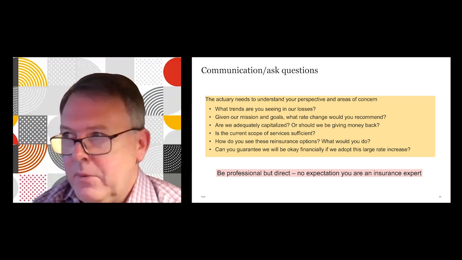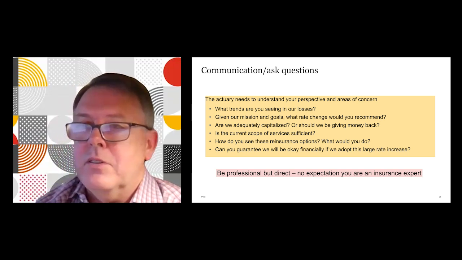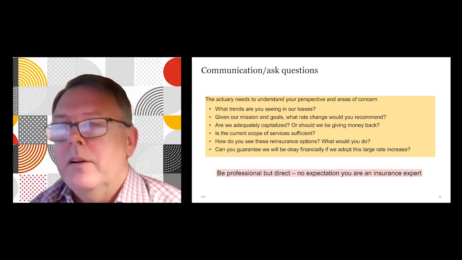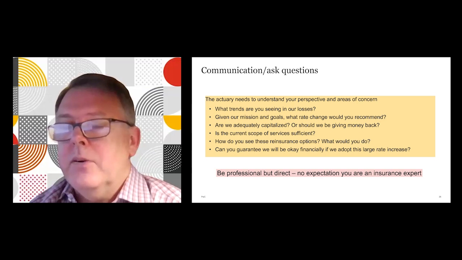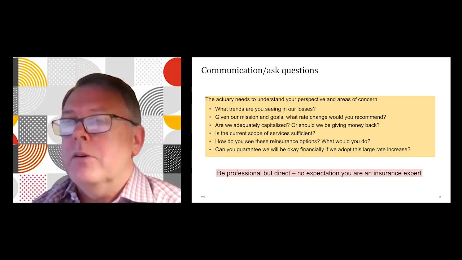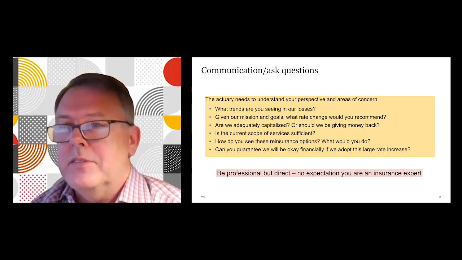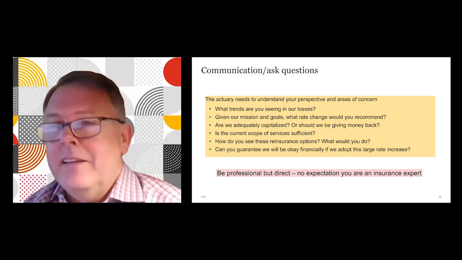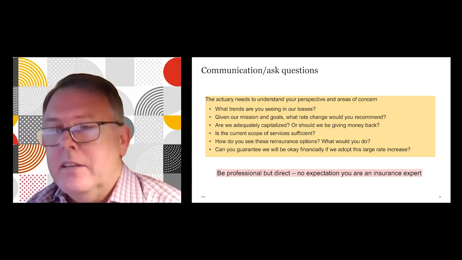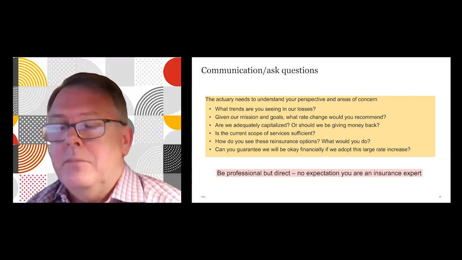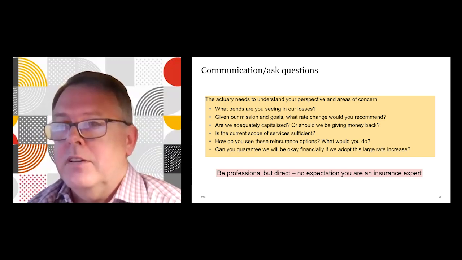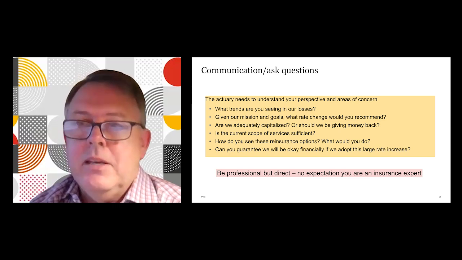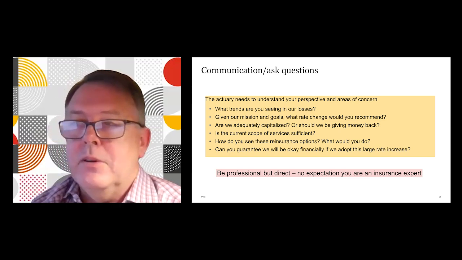We also talked about evaluating reinsurance options. What would they do? What are the pros and cons? And one of the best questions I had recently came from a board member faced with a huge rate increase: can you guarantee we will be okay financially if we adopt this large rate increase? Of course, we don't guarantee anything, but it led to understanding his frame of reference. He wanted certainty in this uncertain business, and it led to a good discussion of what we know and what we don't know, what can and can't be guaranteed. It really was an education.